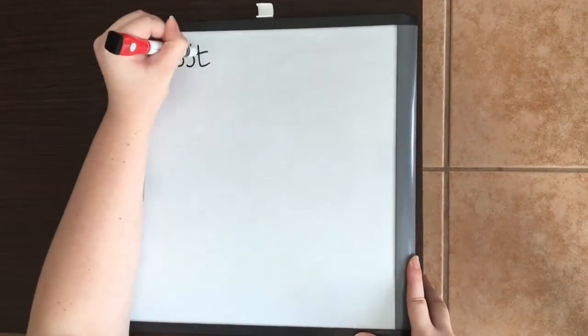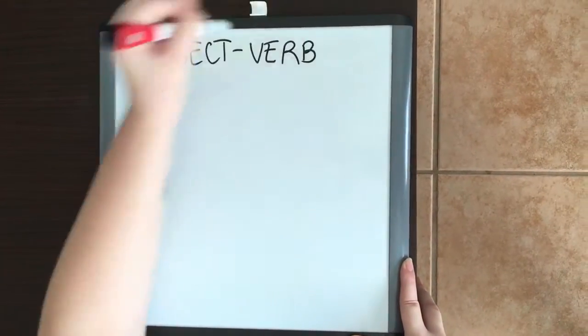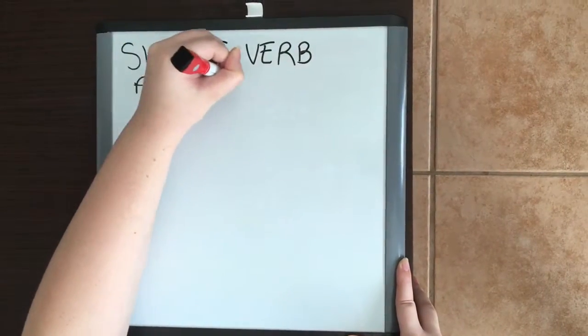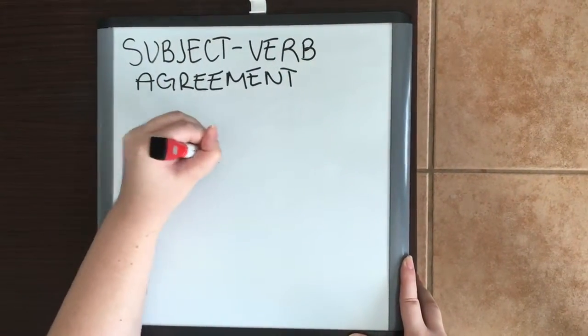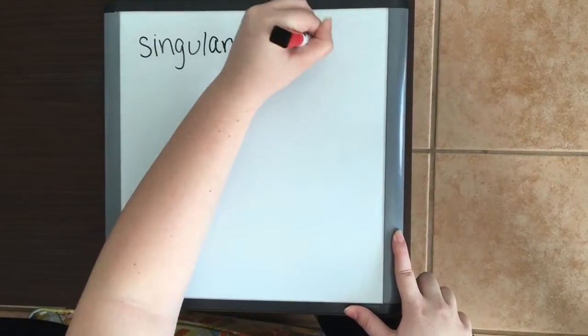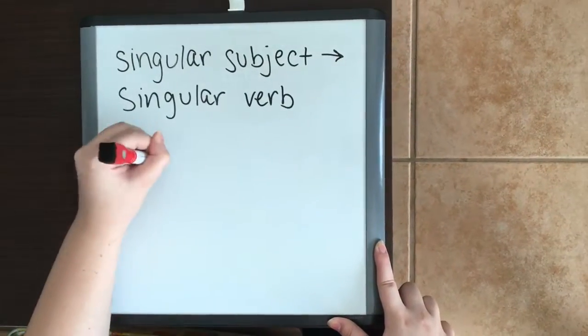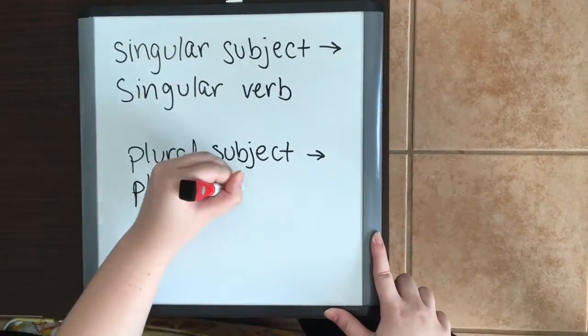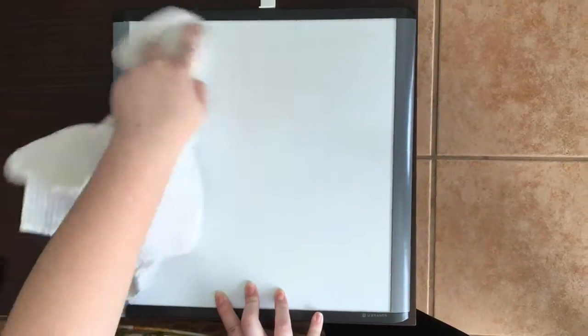Hey everyone, today we're focusing on subject-verb agreement. What is it? Subject-verb agreement focuses on making sure a sentence is grammatically correct when matching up the subject and verb. The basic definition is a singular subject gets a singular verb and a plural subject gets a plural verb.